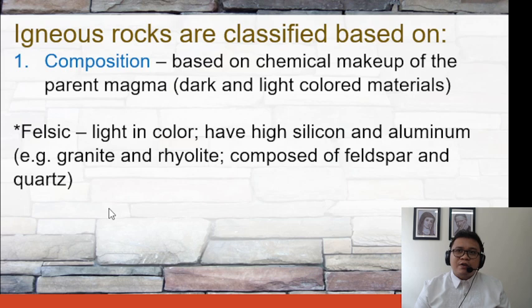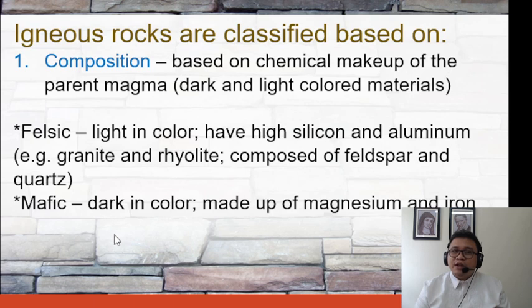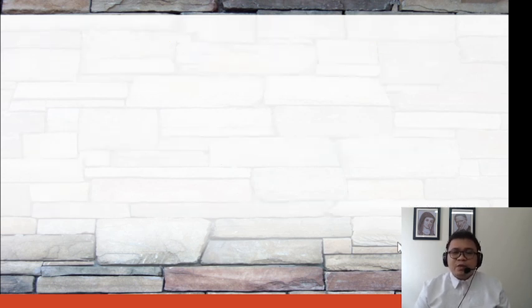We also have another type of rock according to composition. We call it mafic, which means this is dark in color, and at the same time it is made up of magnesium and iron. So that's the classification of igneous rocks according to chemical composition.